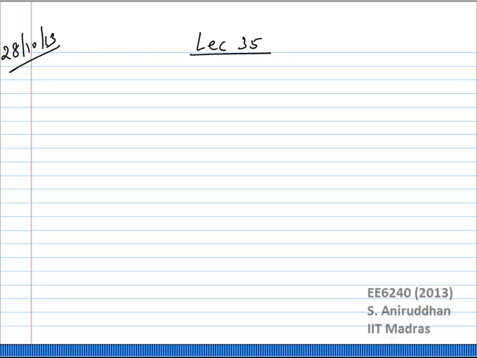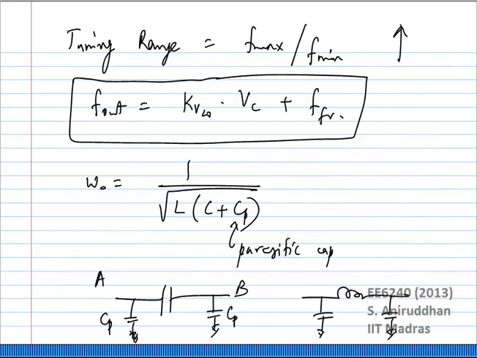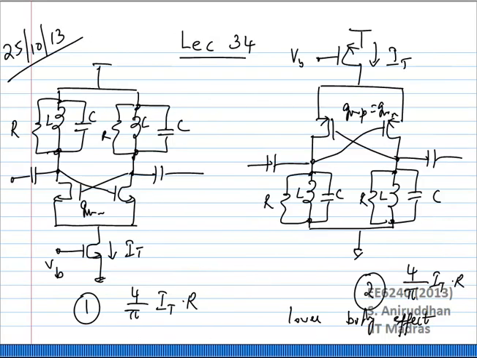So let's quickly review what we've been doing last class. Specifically, we said that the cross-coupled oscillator that we originally looked at, that had an NMOS cross-coupled pair, right, with an NMOS current source.